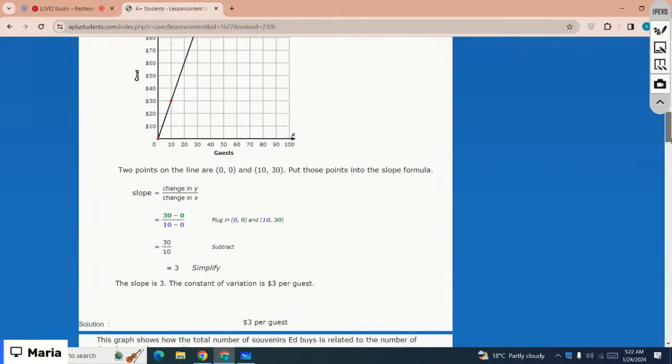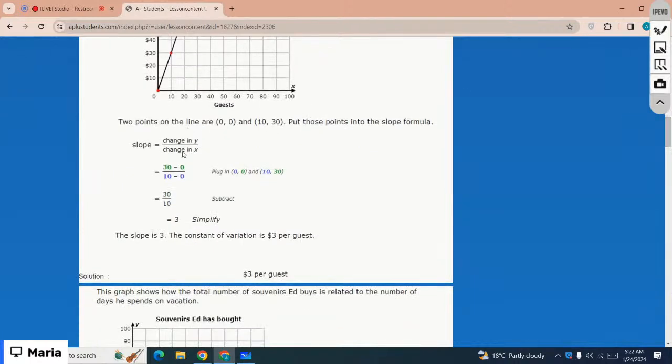So the slope is m equals change in y divided by change in x. So the first value is always the x value. The second values are the y values, right? So you have 30 minus 0, that is 30. 10 minus 0, that is 10. So 30 divided by 10 equals 3, right? That means the slope of the graph is 3. The constant of variation is $3 per guest. Got it? The correct option is $3 per guest.